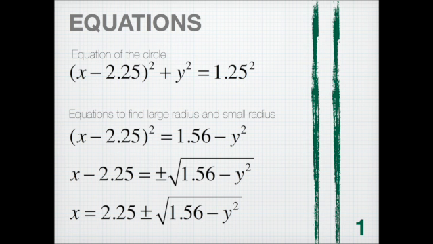The first step is to find the equation of the circle that would be rotated around the y-axis. Now, the 2.25 in this equation is the x-coordinate of the center of the circle. The 1.25 is the radius of the circle. When this equation is solved for x, we find a result that will lead to the equation of the large radius and the small radius of the washer.